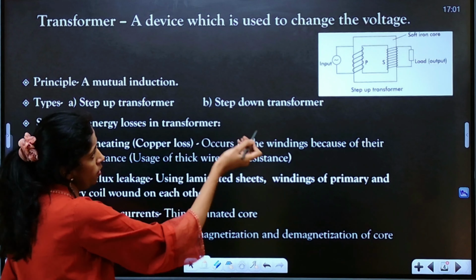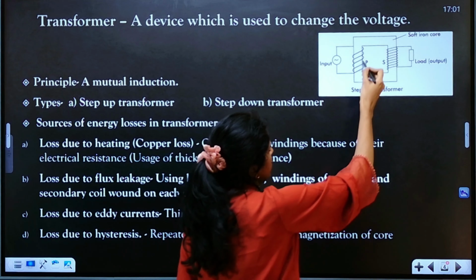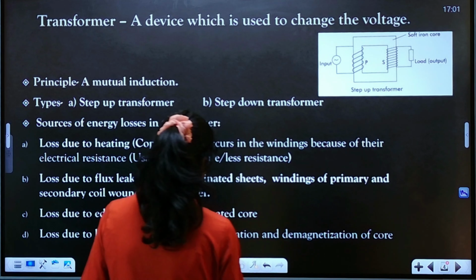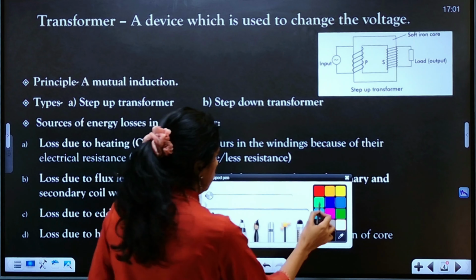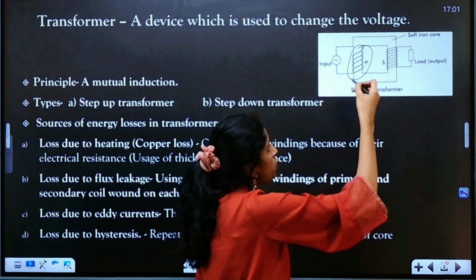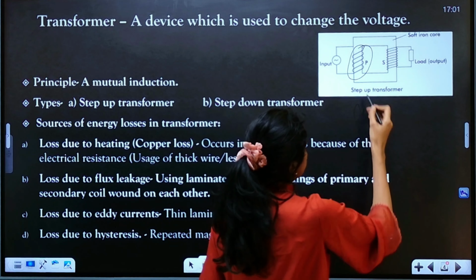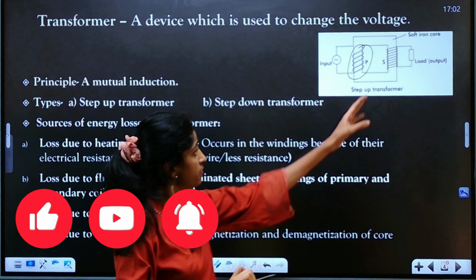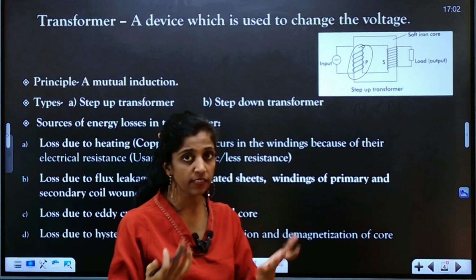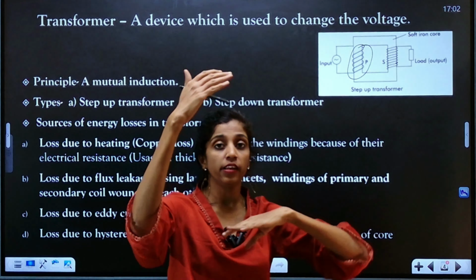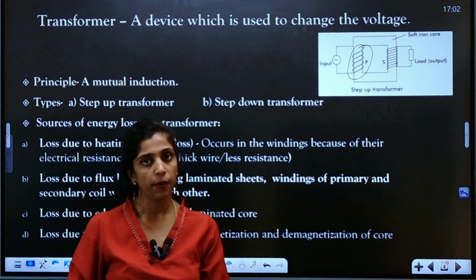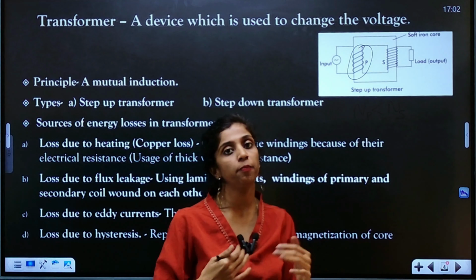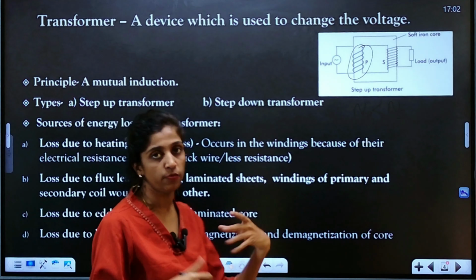For the step up transformer, I have referred to one drawing here. You can see there are 2 coils. The number of turns in the primary coil is less than the number of turns in the secondary coil. That's the reason this is a step up transformer. What is a step up transformer? Where the number of turns in the secondary coil is more than the primary coil. But if it is a step down transformer, the number of turns in the primary coil will be more than the secondary coil. That's the difference you should know.